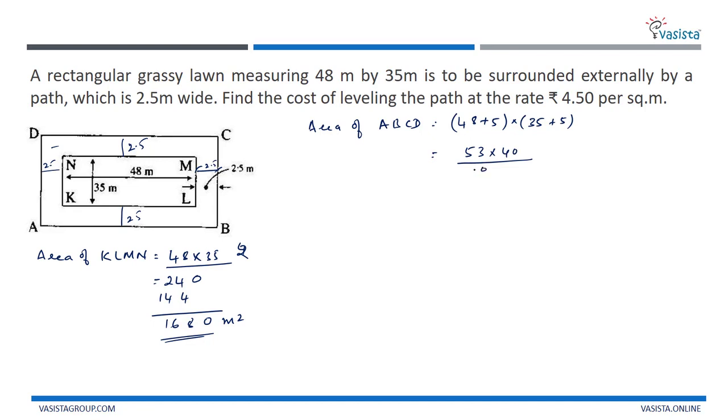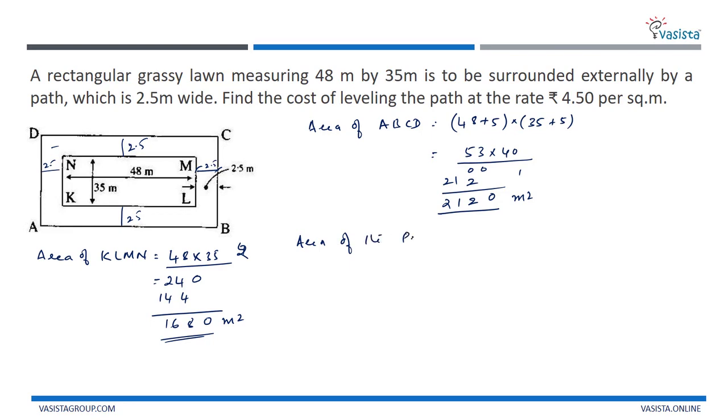Now multiply it. 0, 4 3s are 12, 1 carry, 4 5s are 20 plus 1, 21. So the area of ABCD is 2120 meter square.